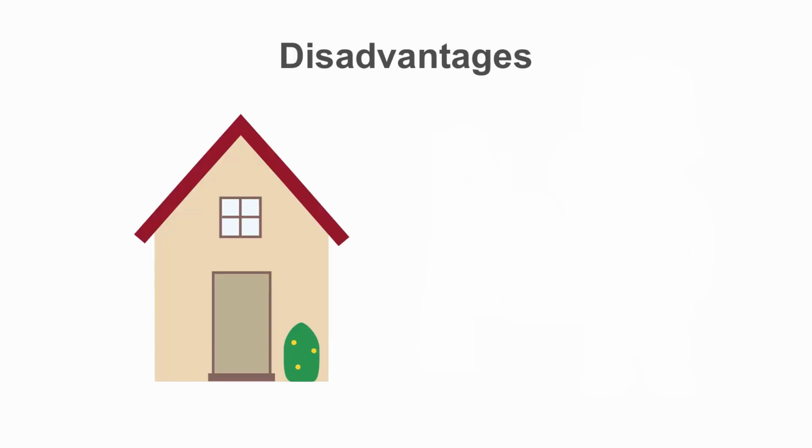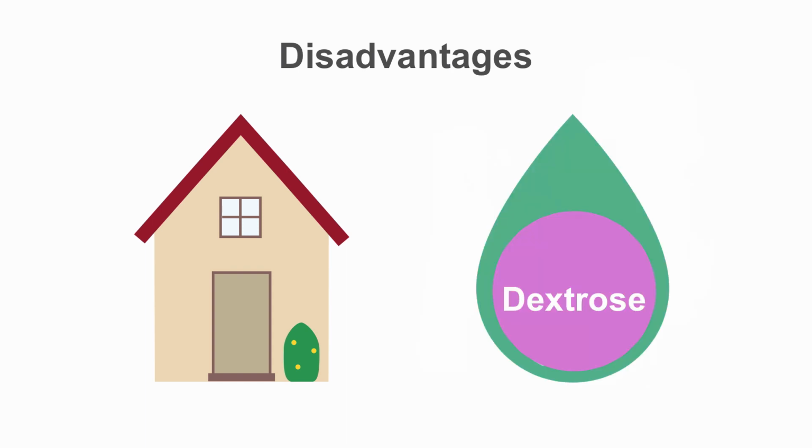There are some disadvantages to peritoneal dialysis, such as the need to have a home with space for all the equipment and supplies. Also, the dialysis solution typically contains a lot of dextrose, which can be an issue for diabetic patients, but this can be managed by adjusting insulin dosages.